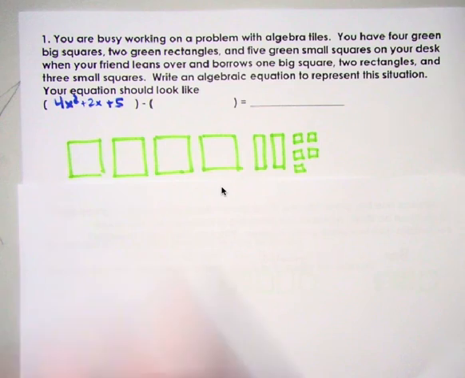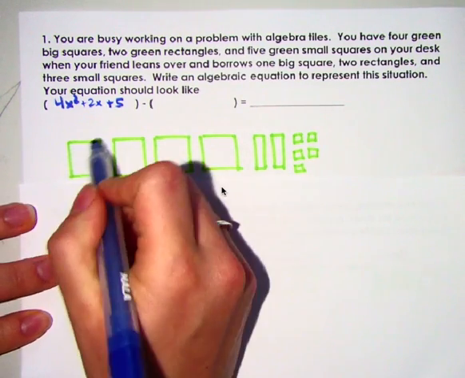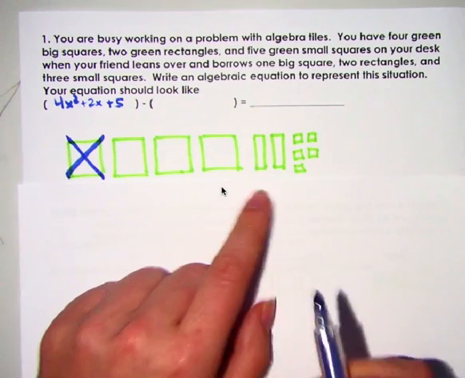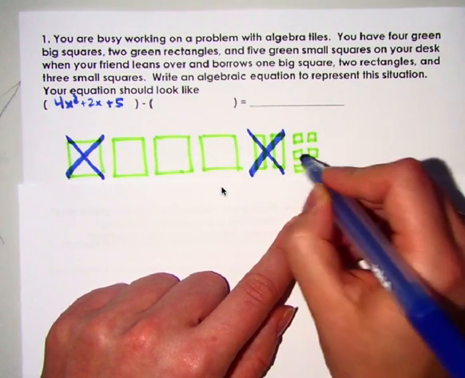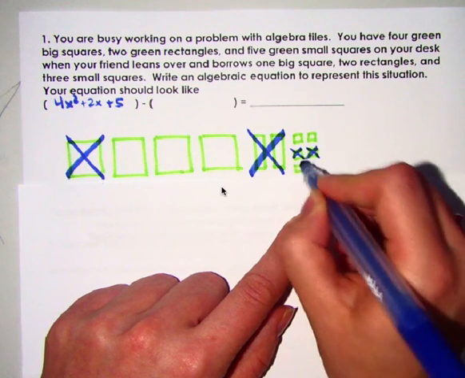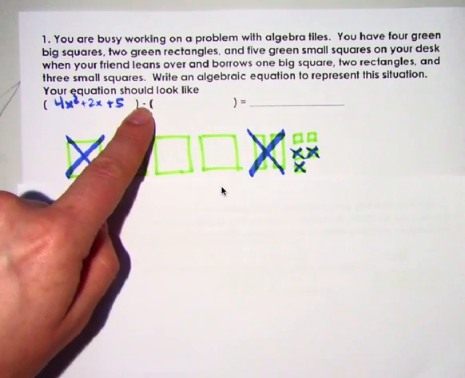All right, and your friend is leaning over and he's going to borrow 1 big square, so he borrows this one, he borrows 2 rectangles, and then he borrows 3 small squares. So let's see what we have left over. But before we do that, we have to talk about what did your friend actually take away?